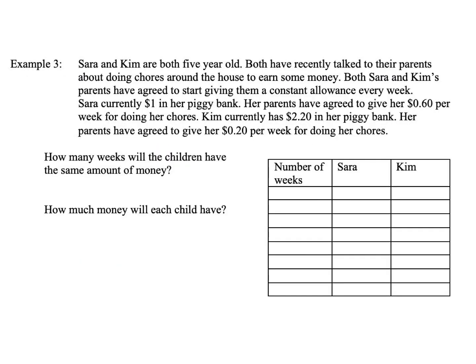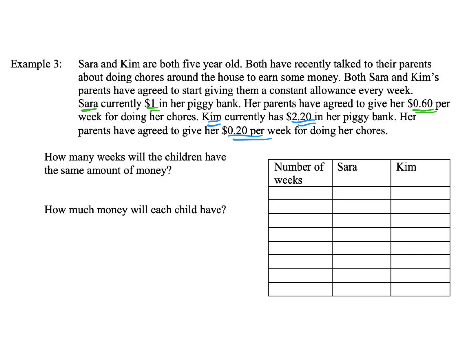All right. So let's talk about some 5-year-olds. They talked with their parents about doing some chores around the house to earn some money. Both Sarah and Kim's parents agreed to start giving them a constant allowance every week. Sarah has $1 in her piggy bank, and her parents gave her 60 cents per week. And then we have Kim, $2.20 in her piggy bank, and 20 cents per week.